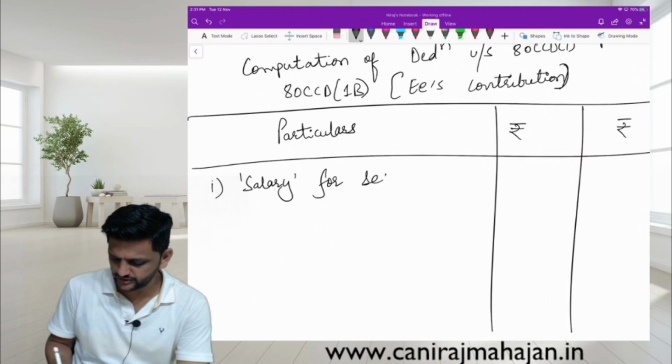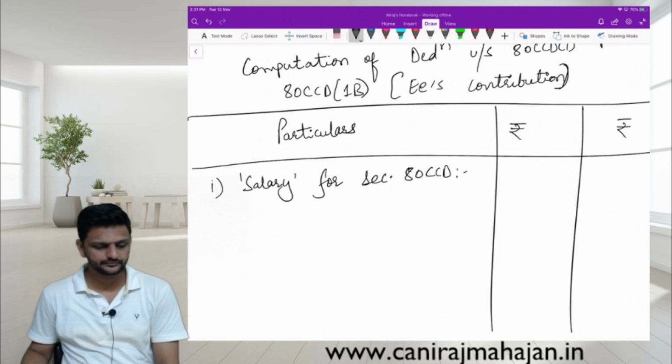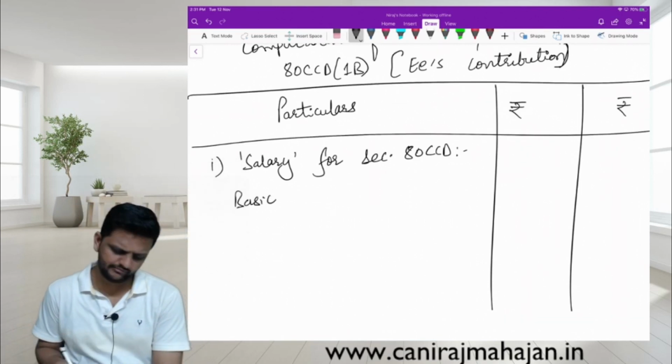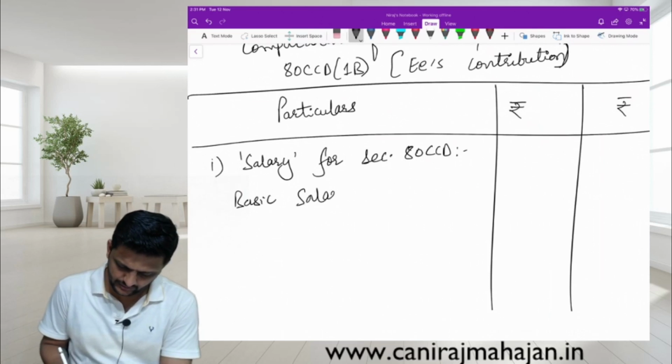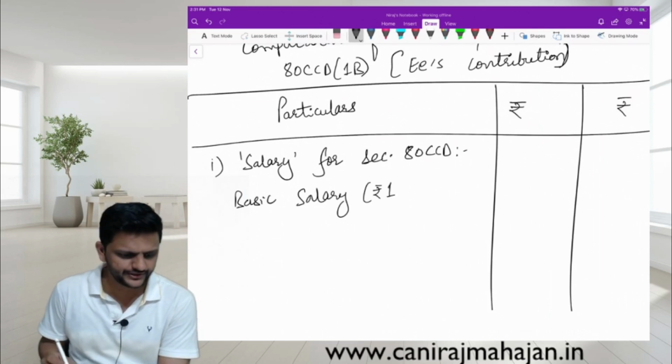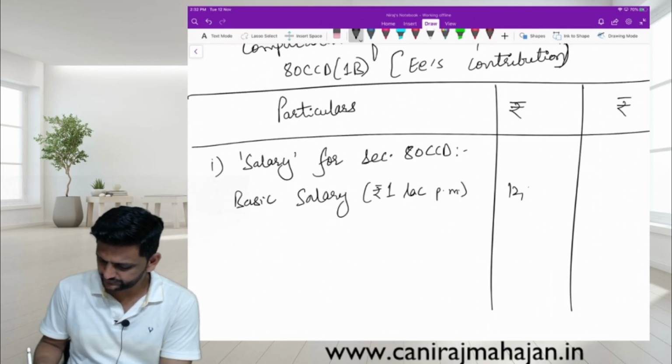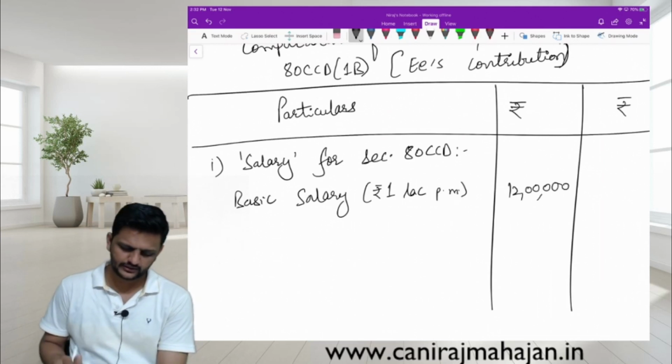Salary for the purpose of section 80CCD. Correct? How much? We take what, basic or no? Basic salary, rupees 1 lakh per month. Therefore, for the year, 12 lakhs. Then we take what?